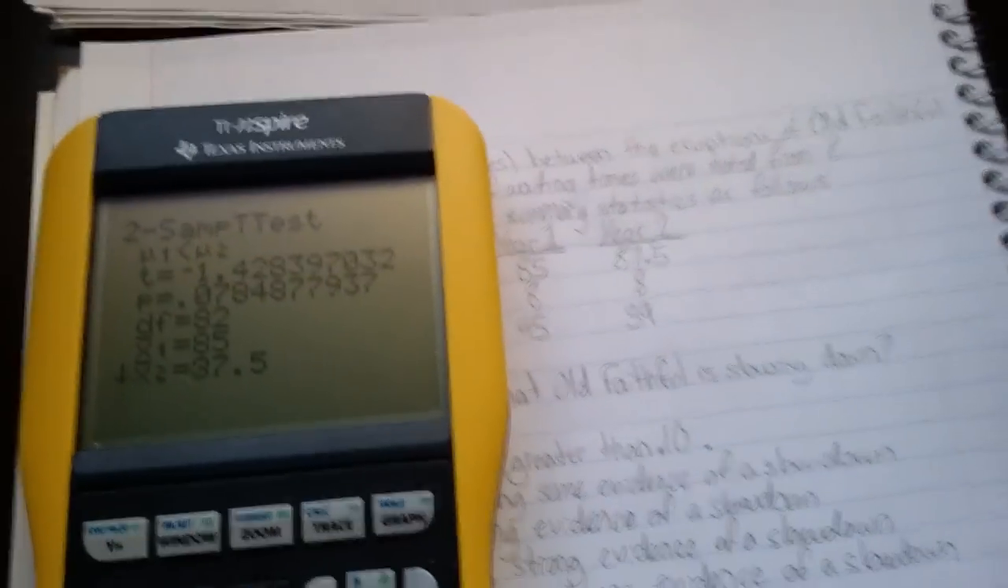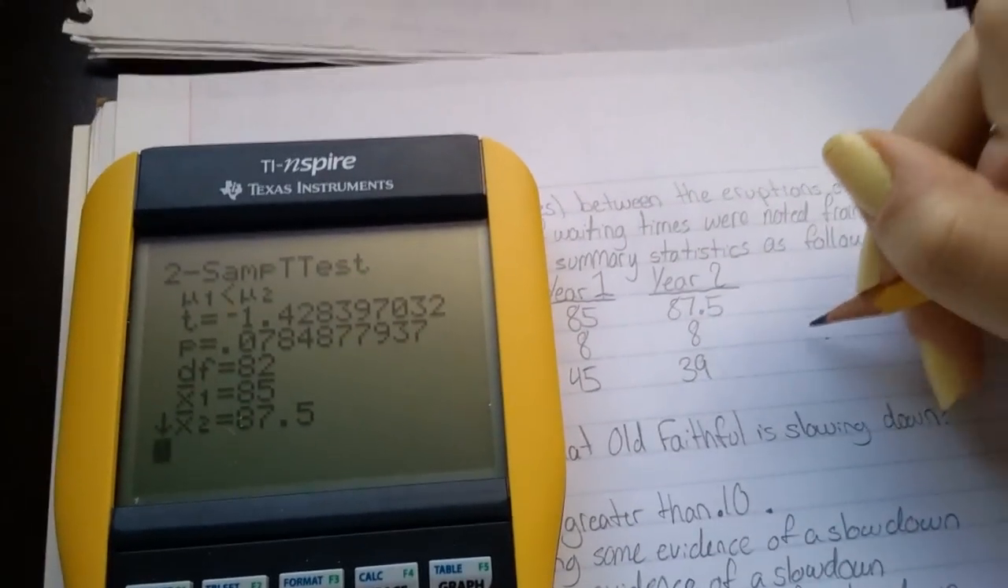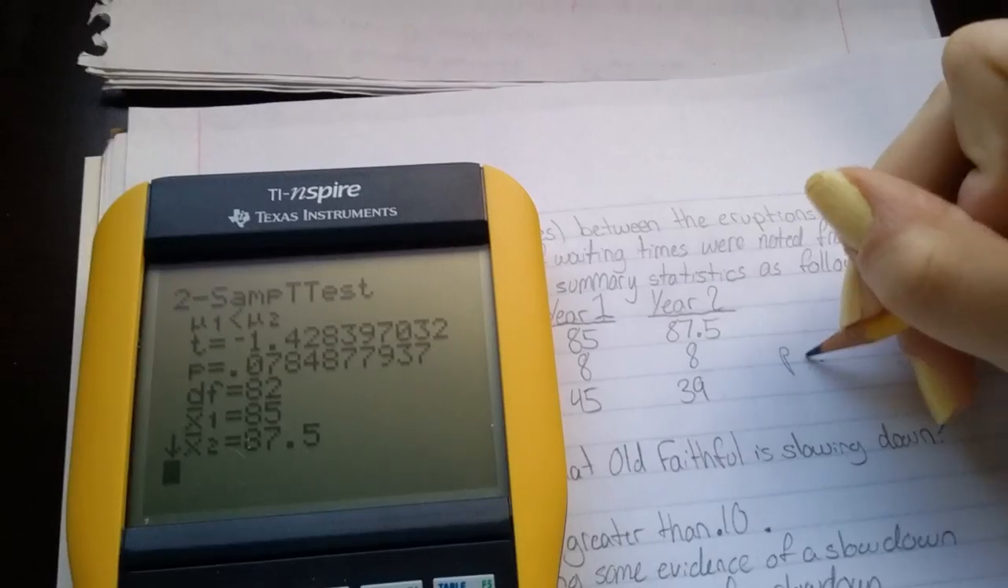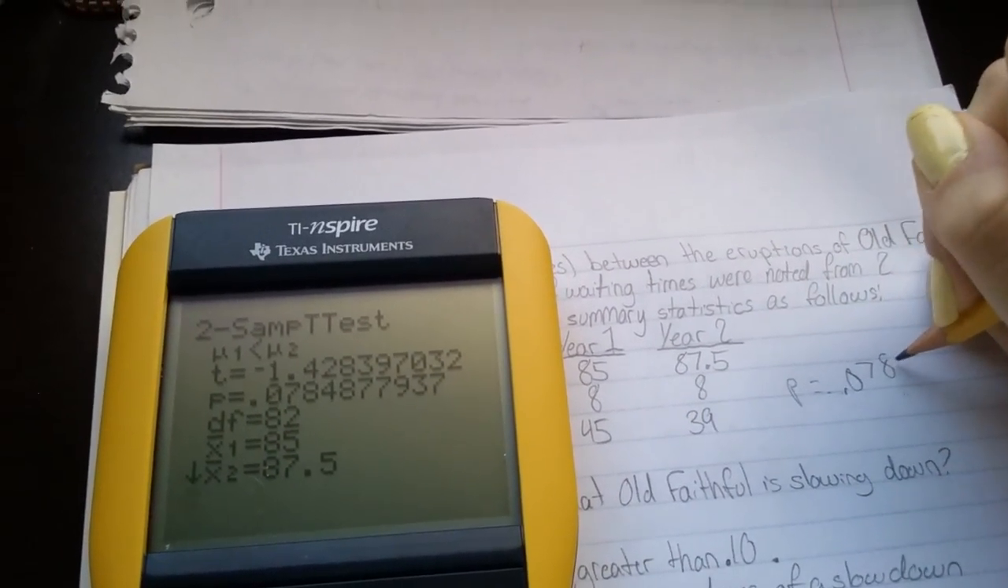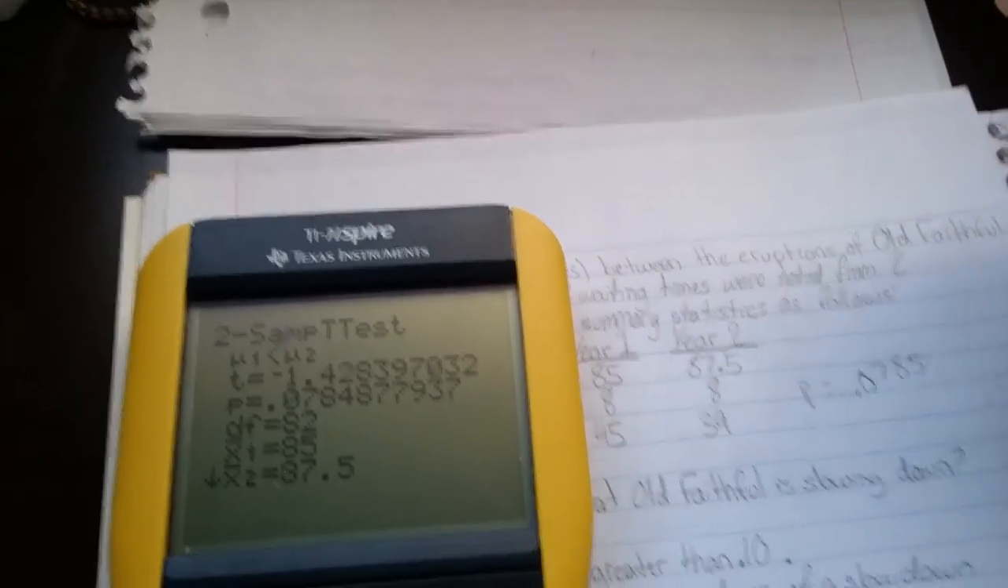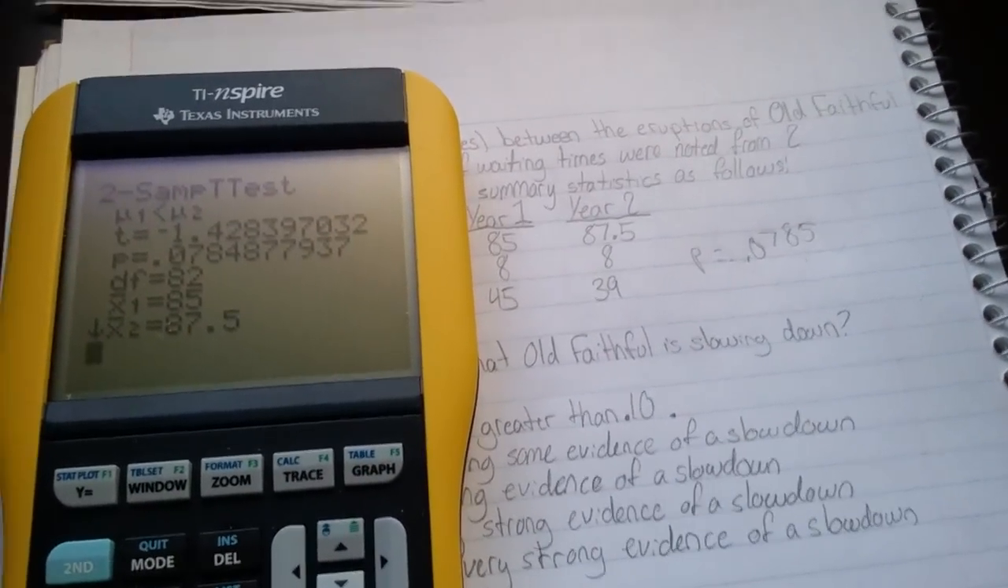Okay, and then you get a p value equals 0.0785, basically. And so let's go through the answer choices we have, see which one matches up.